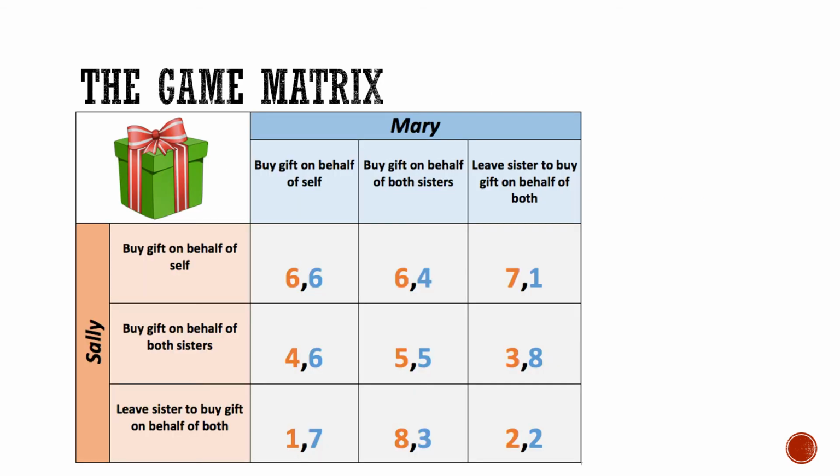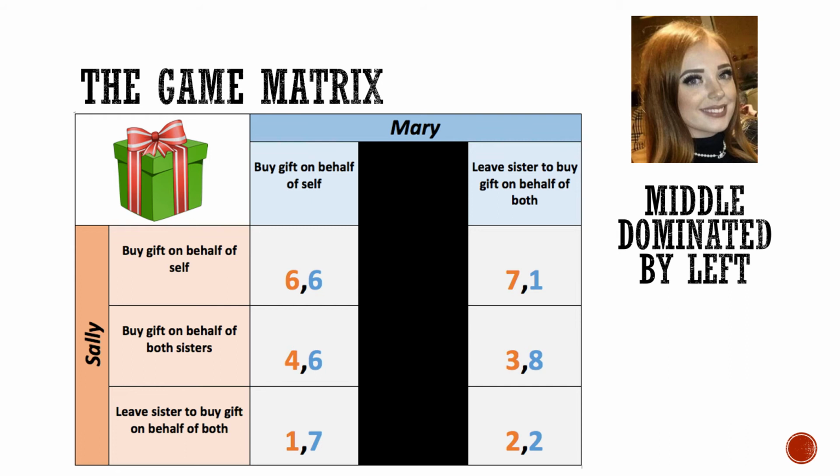Here is the matrix. So if we first look down at Mary's available options, and we can see that middle is dominated by left. That is because 6 is higher than 4, 6 is higher than 5, and 7 is higher than 3. So we can remove this column. Now, Sally knows that she will not play middle, so if she then looks at her rows, we can see that middle is dominated by up, because 6 is greater than 4 and 7 is greater than 3, so this can be removed for Sally as well.